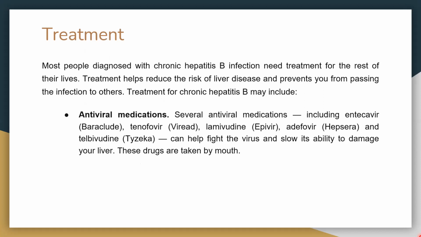So for your treatment, most people diagnosed with chronic hepatitis B infection need treatment for the rest of their lives. Treatment helps reduce the risk of liver disease and prevents you from passing the infection to others. Treatment for chronic hepatitis B may include, number one, your antiviral medication. Examples are entecavir or Baraclude, tenofovir, lamivudine, adefovir, and telbivudine, which can help fight the virus and slow its ability to damage your liver. These drugs are taken orally.